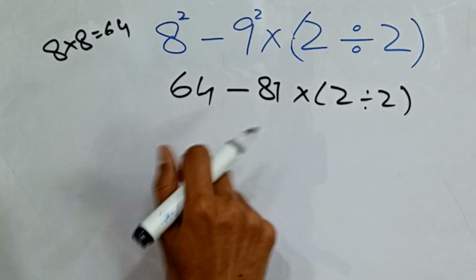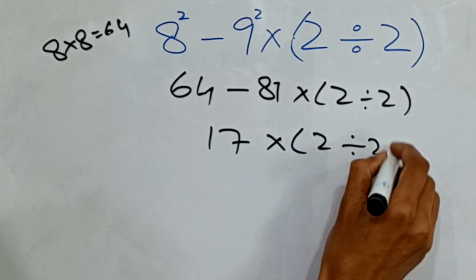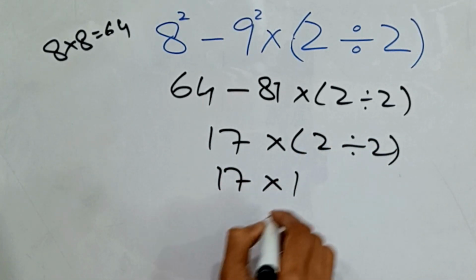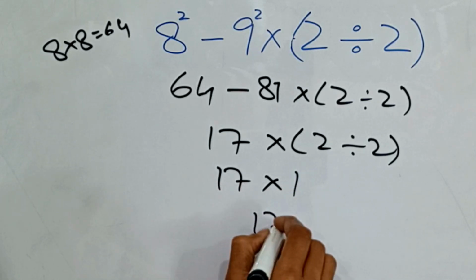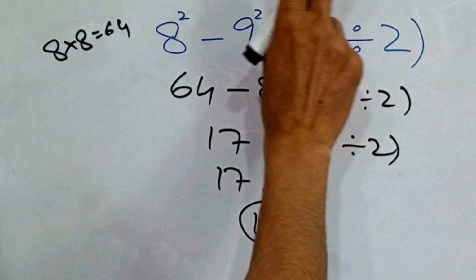Now 64 minus 81 equals 17 times 2 divided by 2. Now 17 times 2 divided by 2 equals 1, and 17 times 1 equals 17. Is this correct or wrong? Let's follow the order of operations.